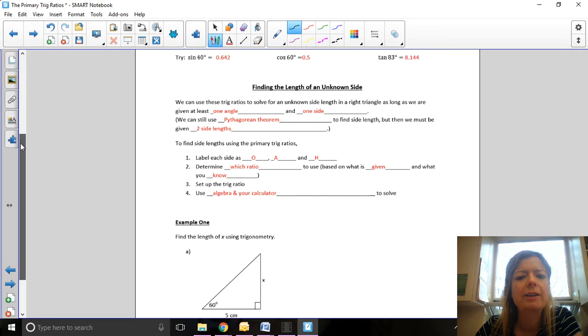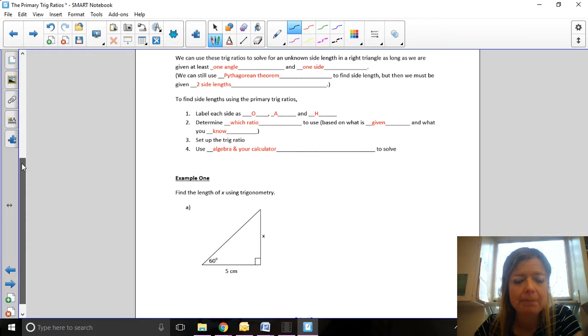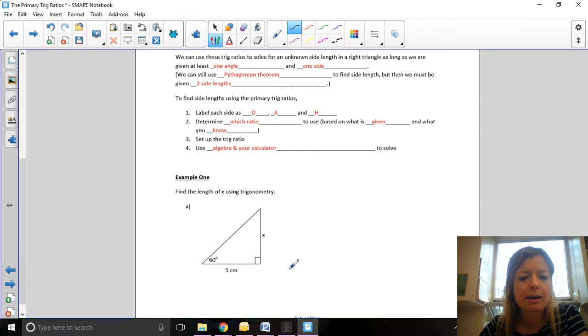So how do we find the length of an unknown side? Well, you can pause the video and fill out these steps, and then I will use them as I do example 1. I'm going to refer to all the steps at the same time.